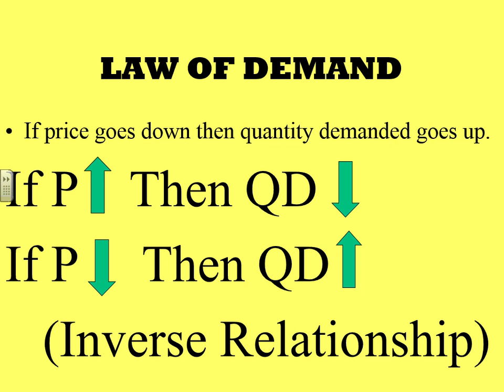Writing the law of demand in simple terms, you can say that if price goes up, quantity demanded goes down. If price goes down, quantity demanded goes up. We say that this has an inverse relationship, not an opposite relationship, but an inverse relationship.